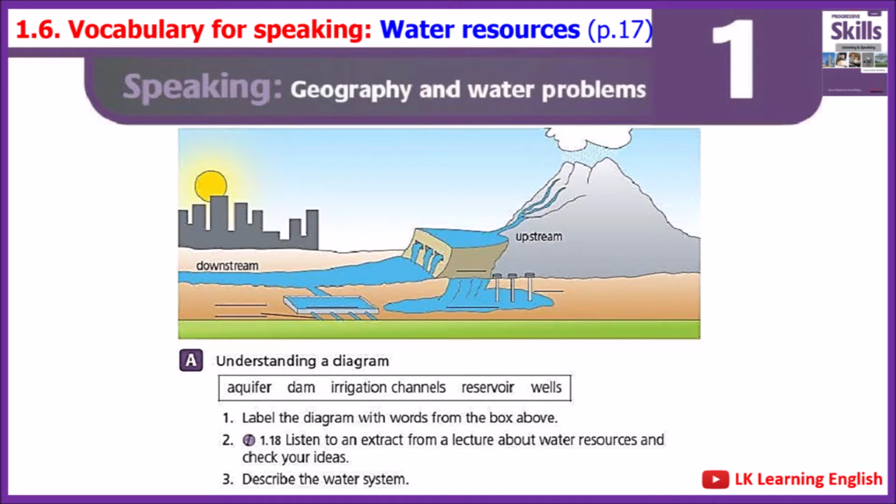Now, I want you to study this diagram. It shows a water system in a mountainous area. OK, all the water comes from rainfall in the mountains. You can see small streams, here. They all join together into one big river, here.